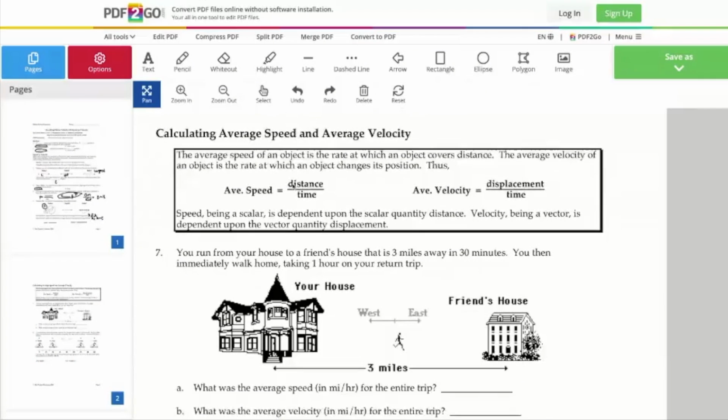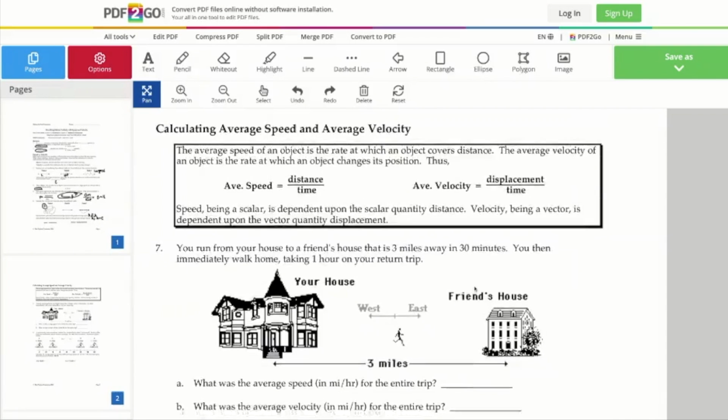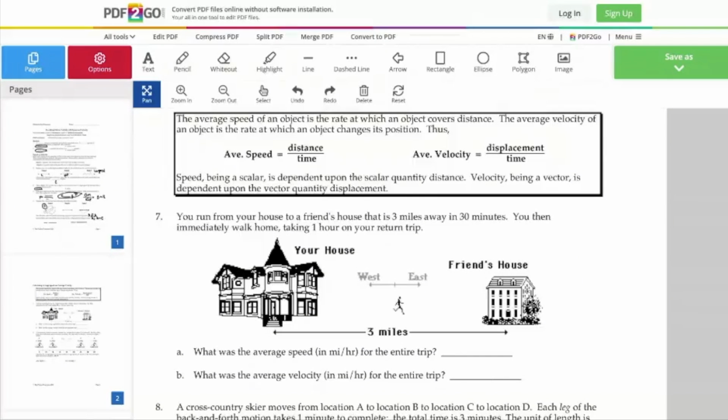So now we're gonna talk about calculating actual average speed and average velocity. It's building on our understanding of displacement versus distance. So I'm gonna keep those formulas up there. If you guys want to have a try at number 7: You run from your house to a friend's house that is 3 miles away in 30 minutes. You then immediately walk home, taking 1 hour on your return trip. What is your average speed and average velocity? Keep in mind, I want you to report this in miles per hour, and that's in minutes. So keep in mind that units are important.